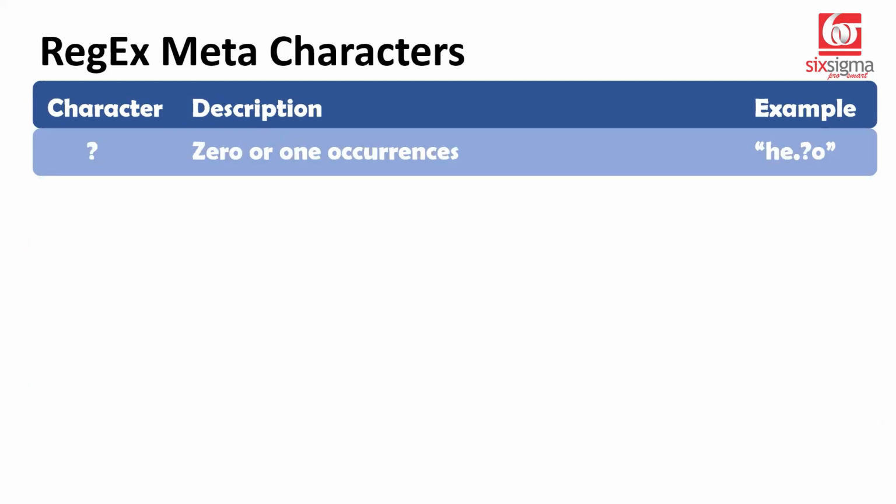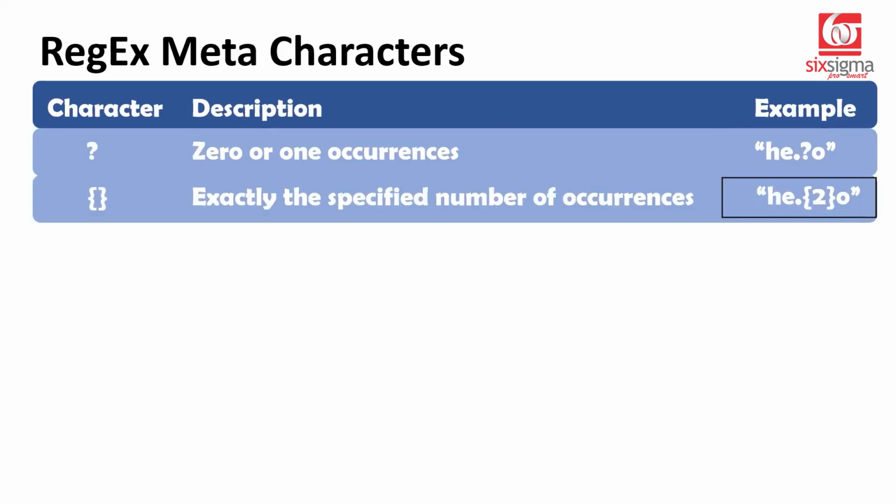Likewise, a question mark represents 0 or 1 occurrence. So there's a difference. Asterisk was 0 or more, so any number of occurrences. Plus was 1 or more, any number of occurrences. Question mark has 0 or 1. It would have either no occurrence or at most 1 occurrence.